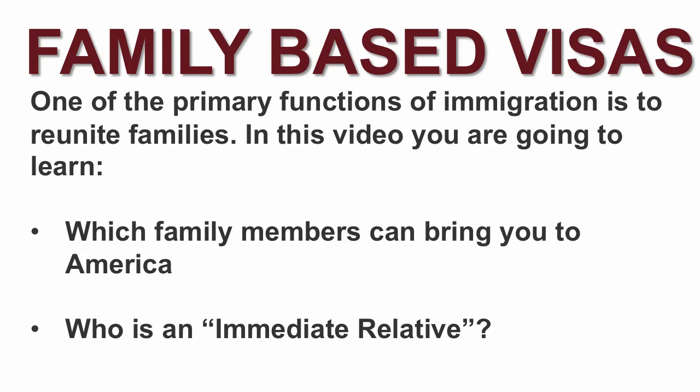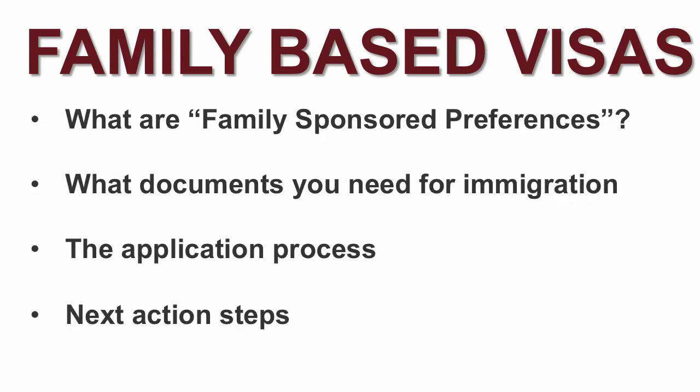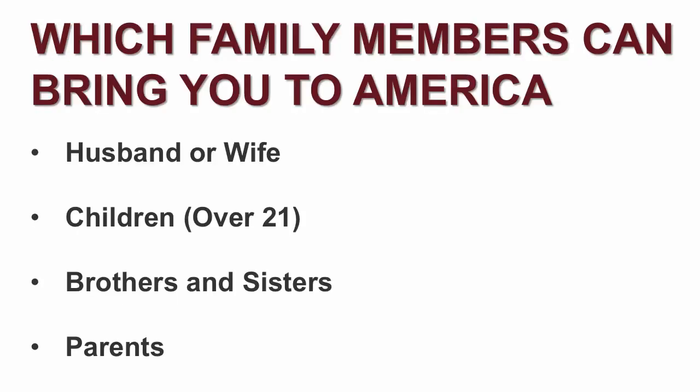One of the primary functions of immigration is to reunite families. In this video, you're going to learn which family members can bring you to America and who is an immediate relative. What are family-sponsored preferences? What documents you need for immigration? The application process, and the next action steps.